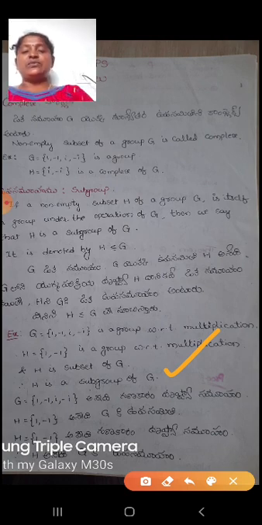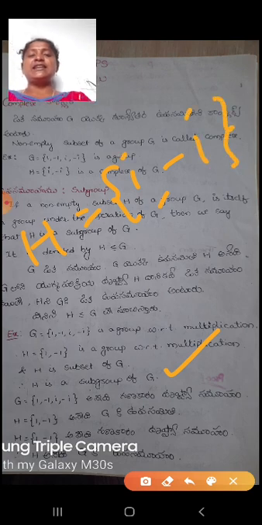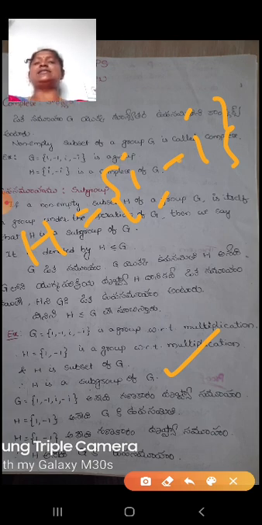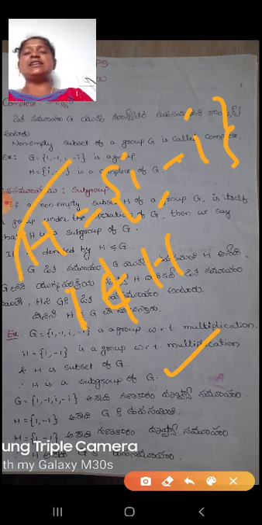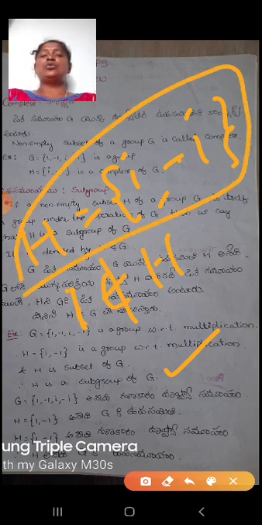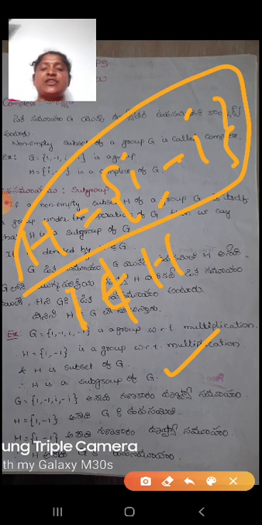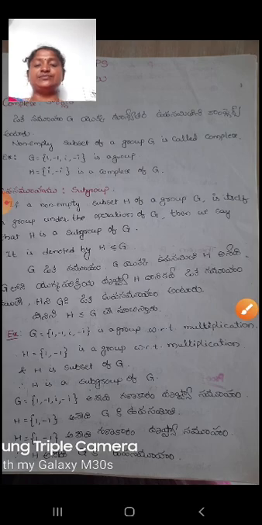Now suppose we take H = {i, -i}. It is a subset of G, but H is not a group under multiplication because here no identity exists. 1 does not belong to H. So H is not a group under multiplication. So we say that H is not a subgroup of G.